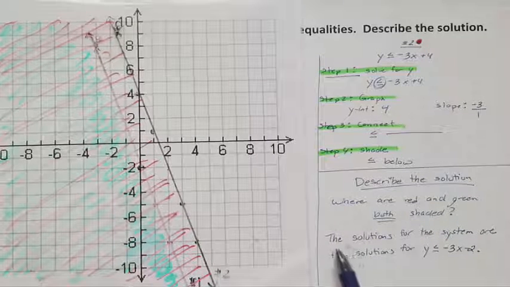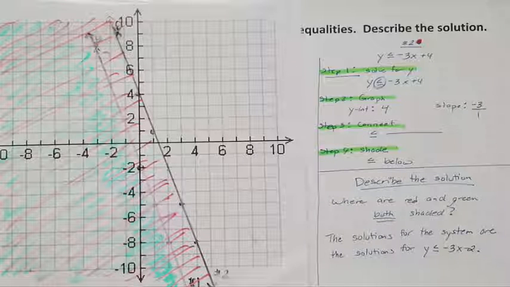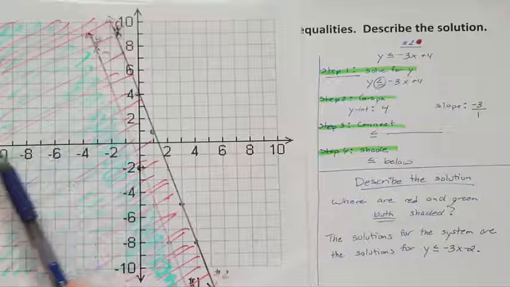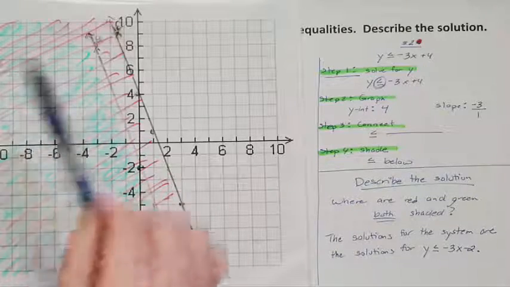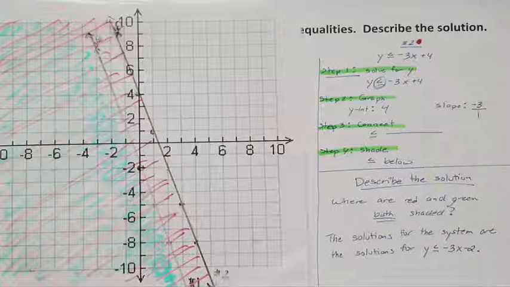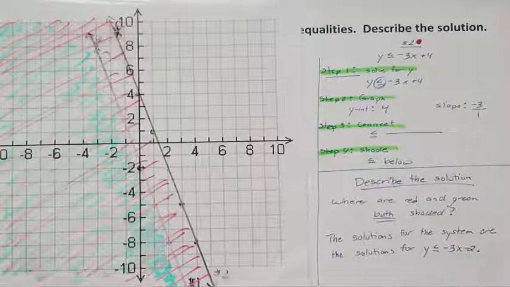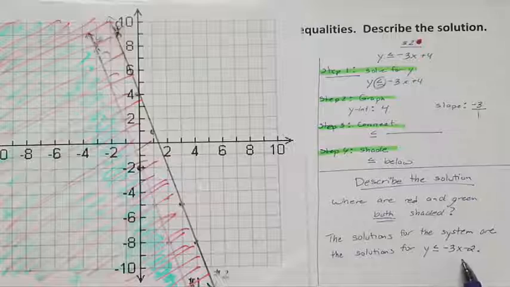So I wrote the solutions for the system are the solutions for this one line. Notice anything that was an answer to line number 1, anything that was shaded green is also shaded red. So anything shaded green is going to be an answer to the entire system. This was our green system. So the solutions to the entire problem are the solutions to the one green line.